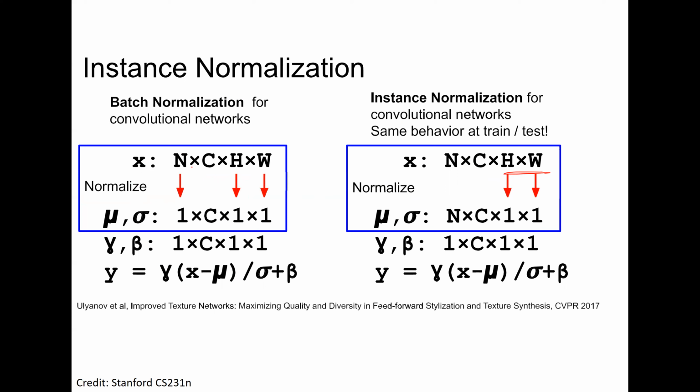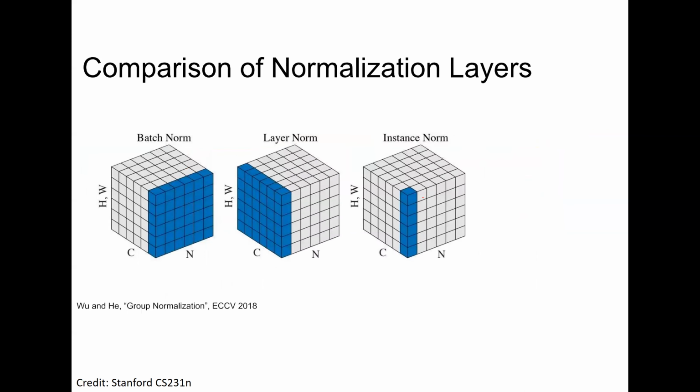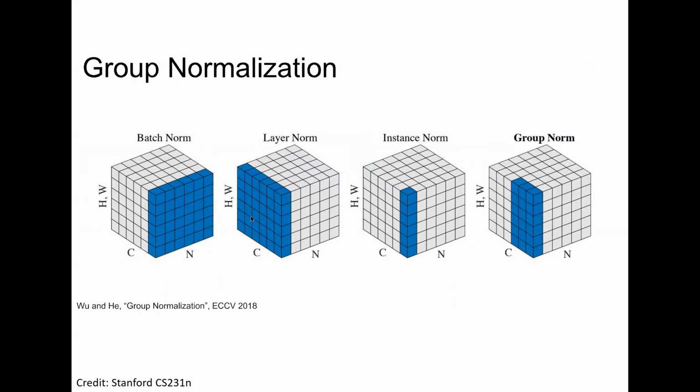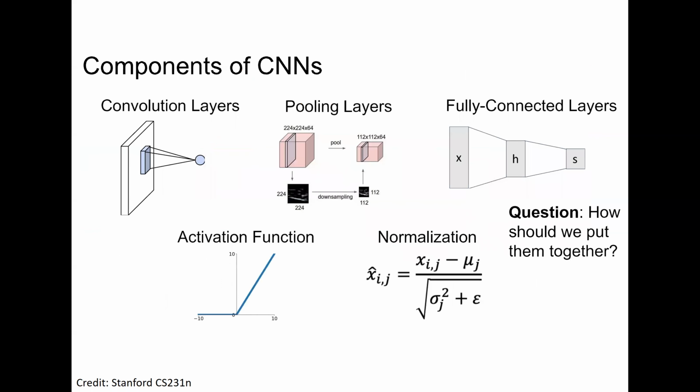Okay, so in contrast to batch normalization, which calculates the mean and variance through 3 dimensions, instance normalization calculates mean and variance through H and W dimensions. So these are the differences. And we saw on this picture, we compare each normalization pictorially. And group normalization generalizes these normalization techniques. Okay, that was a short recap of normalization layers.